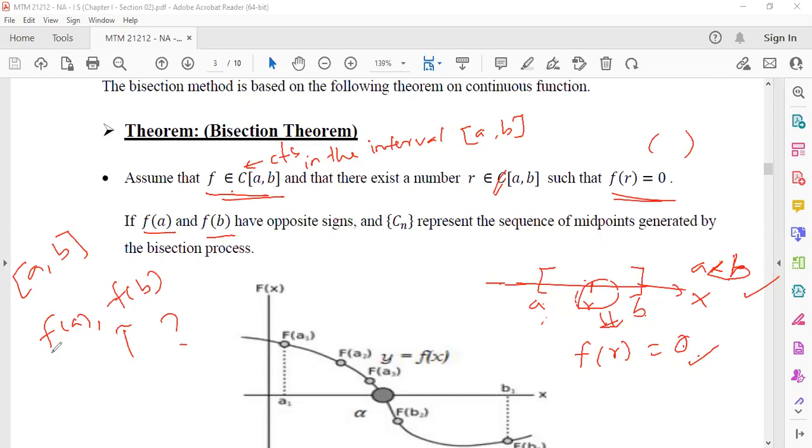No, I'm talking about what we are doing. So what I said, if I find one r, what am I doing here?